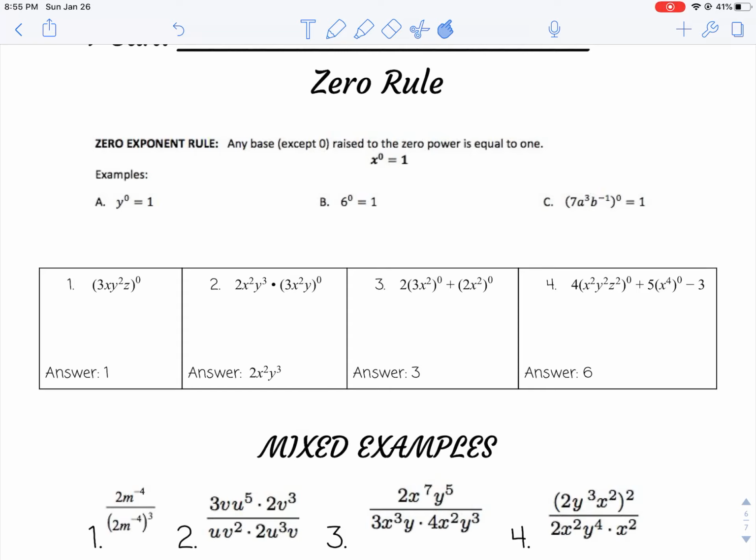All right, guys, so today we're going to look at the zero power rule. So anything that's raised to the zero power is always equal to 1. So if you've had y to the 0, you would just say 1. 6 to the 0, you just say 1.